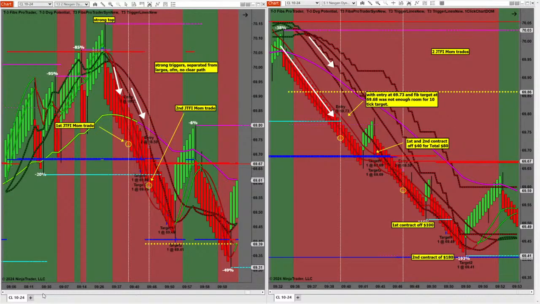2 trades for Ron. Guys, it's 11:30 in the morning Eastern. 2 trades. Just under $1,000. Is it worth the wait? Of course it is.